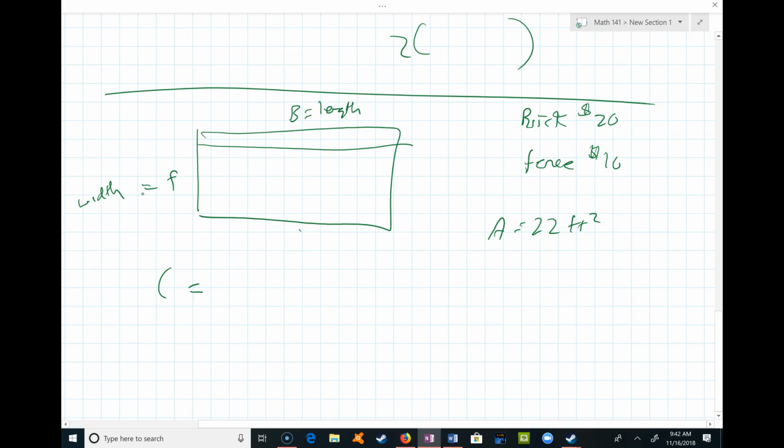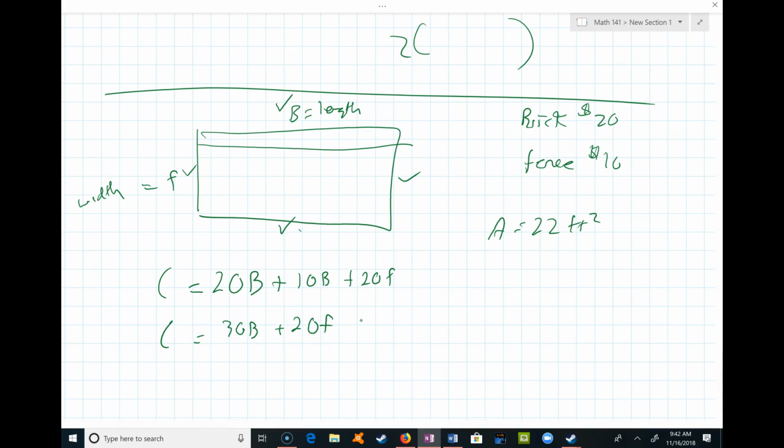So then when I go to write the cost equation, how much does it cost to build this rectangular wall, a rectangular garden? Well, it's going to cost 20B for sure, plus 10B. So that takes care of that part and that part, right? What else? Plus 20F, because that would be a 10F and a 10F, right? So my cost equation is just 30B plus 20F.